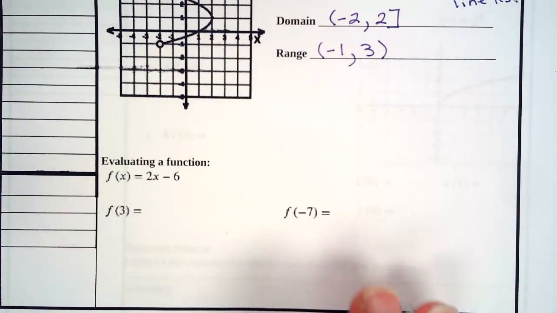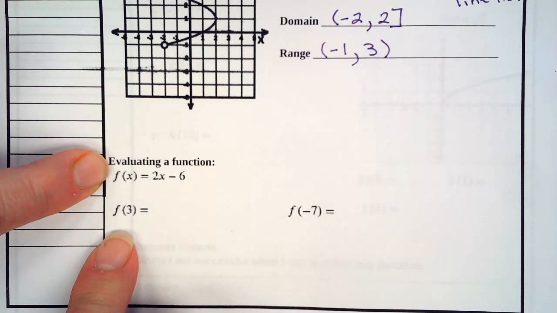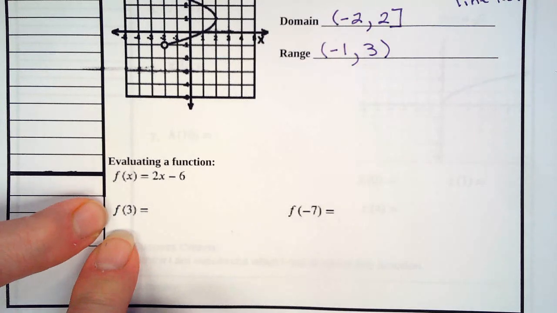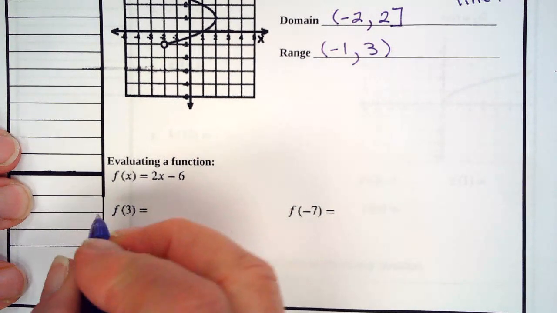Okay, evaluating functions. I want you to take a minute and look. This is f of x. The expression you use is 2x minus 6. F of 3, what does that tell you? Think about it logically. What do you notice? If you said x and 3 are in the same position, so x must be equal to 3, you would be right.